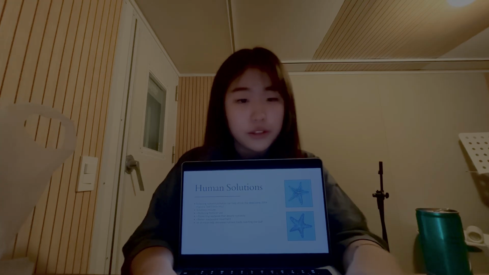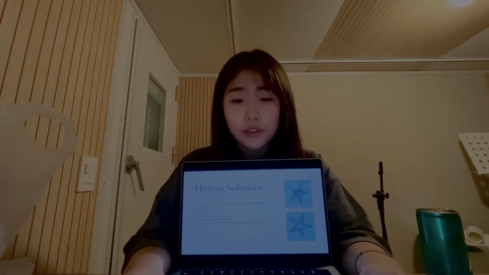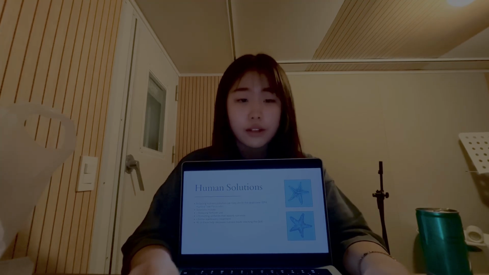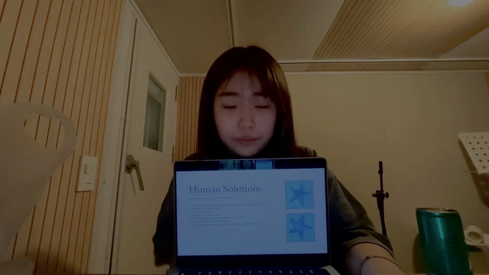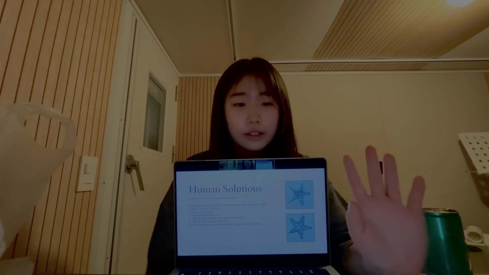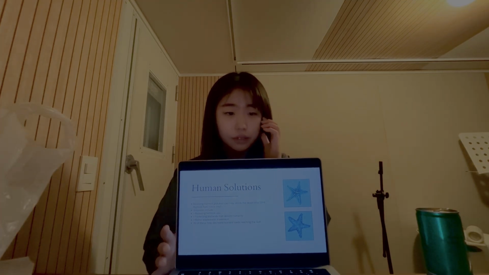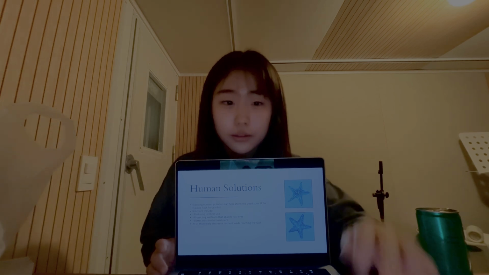So I brought a solution. I think reducing nutrient pollution can help shrink the dead zone. So the solutions are reducing fertilizer use, protecting wetlands that absorb nutrients, and having better wastewater treatment, and all of those solutions will help decrease the dead zone.